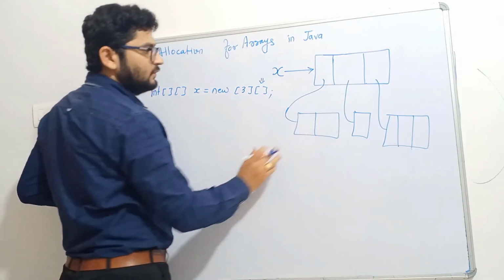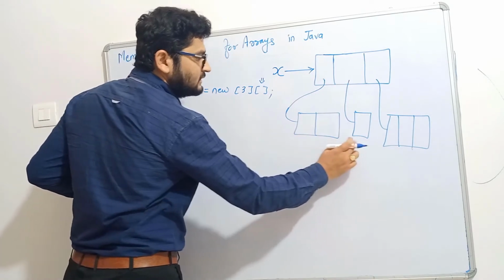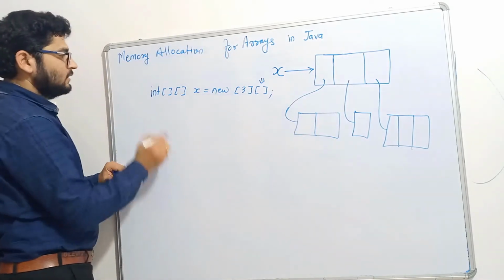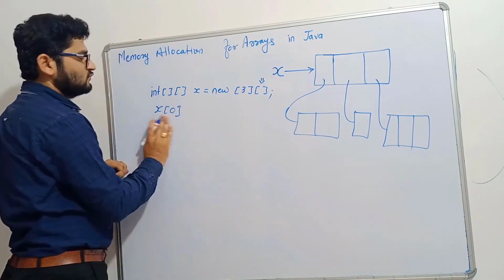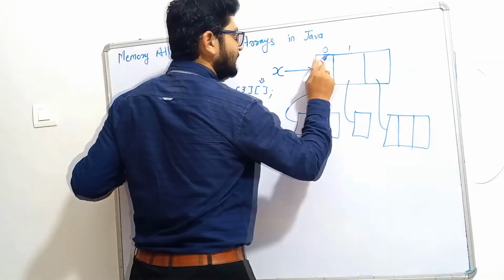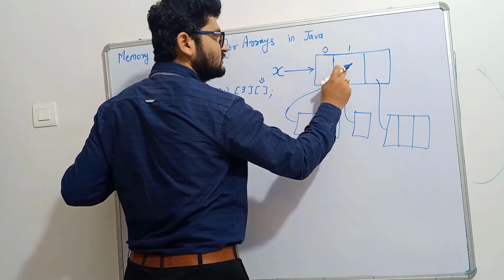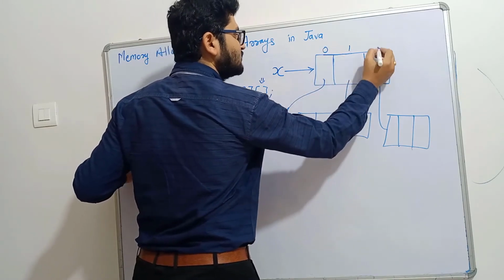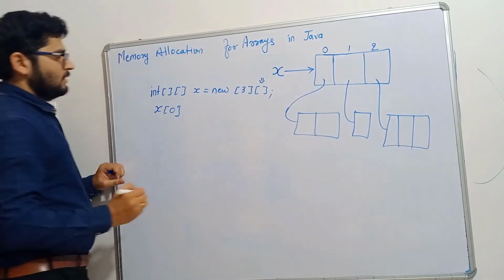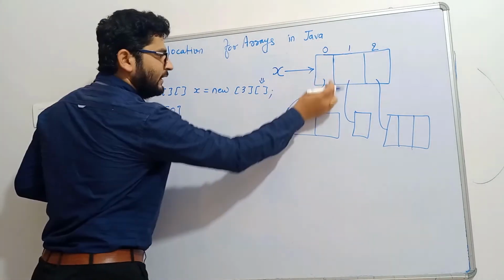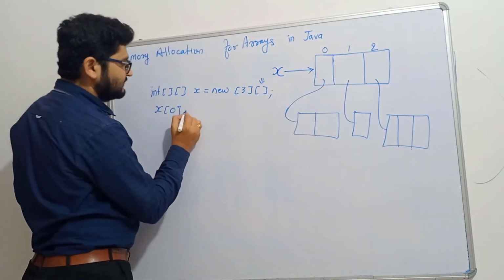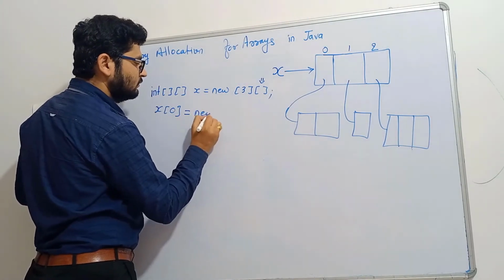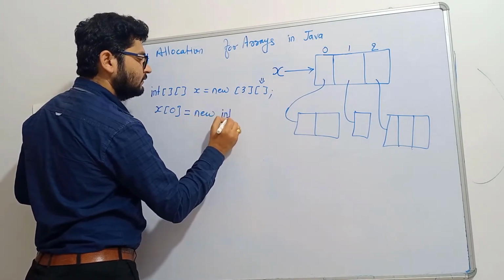Now let us give size to these arrays one by one. So for that I have to write x of 0. What is x of 0? Because index of this is nothing but 0, the index of this is nothing but 1, and index of this is nothing but 2. Now x of 0, which is pointing to this array, it is an array of size 2. So that's why I have to write new int[2].